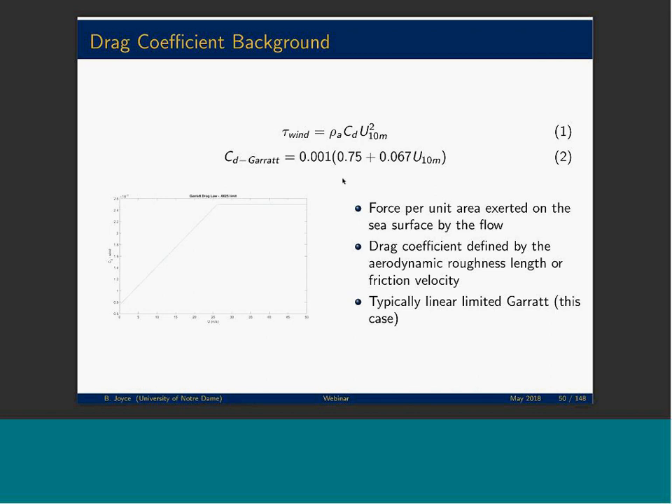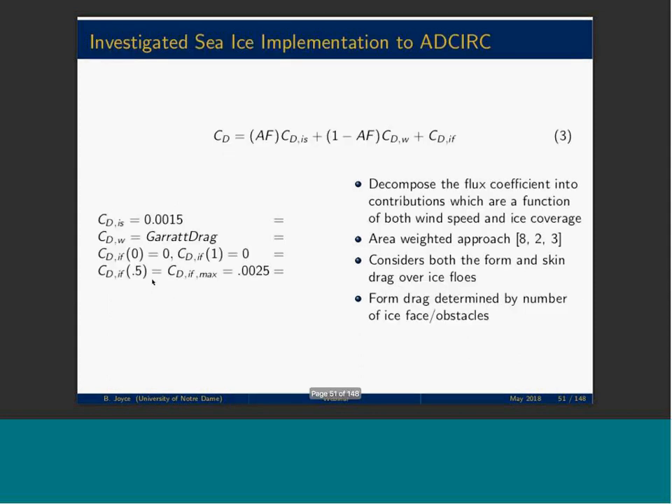So in order to include sea ice in this model, we've modeled the way that wind stress is calculated. So here we have the stress produced by a certain wind speed u, and is modified by some coefficient, which typically just increases linearly with wind speed. So the more wind speed you have, the more stress you're going to have, the more that stress is going to transfer from the wind to the ocean.